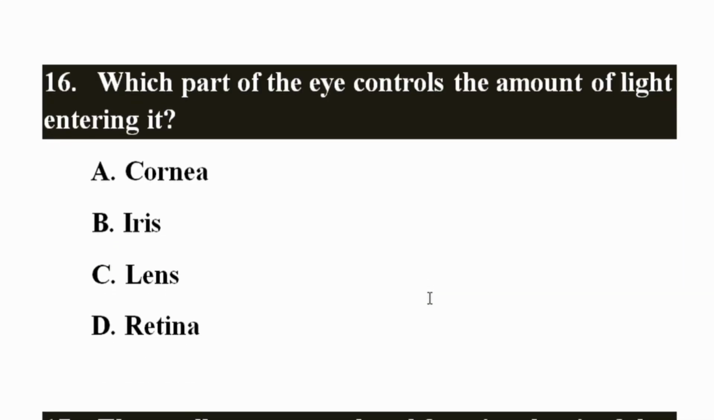Which part of the eye controls the amount of light entering it? The right option is Beta, iris. The iris regulates light entry by adjusting the pupil size.